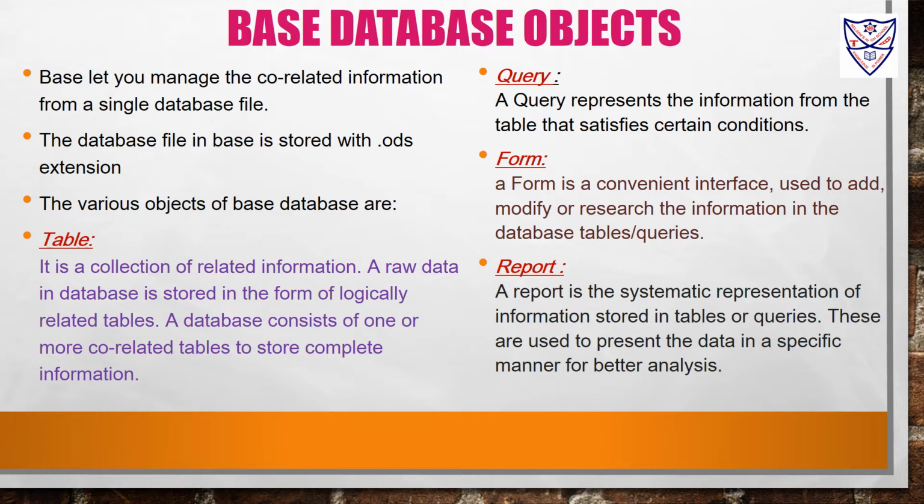A table is a collection of related information. Raw data in a database is stored in the form of logically related tables. A database can consist of one or more correlated tables to store the complete information. Okay. Query. What is a query? A query represents the information from the table that satisfies certain conditions. Whatever data fulfills the condition is the only data displayed in a query.